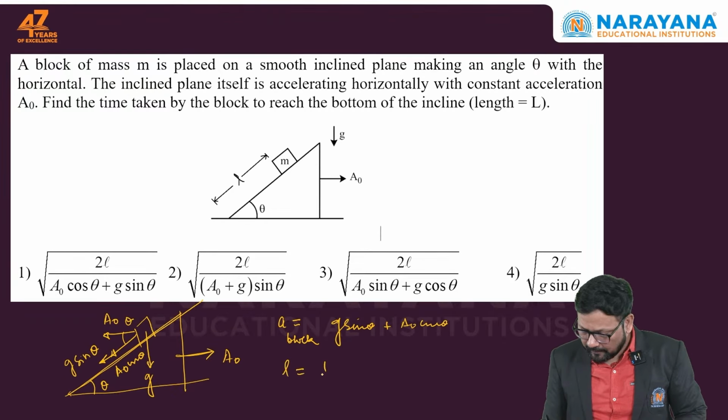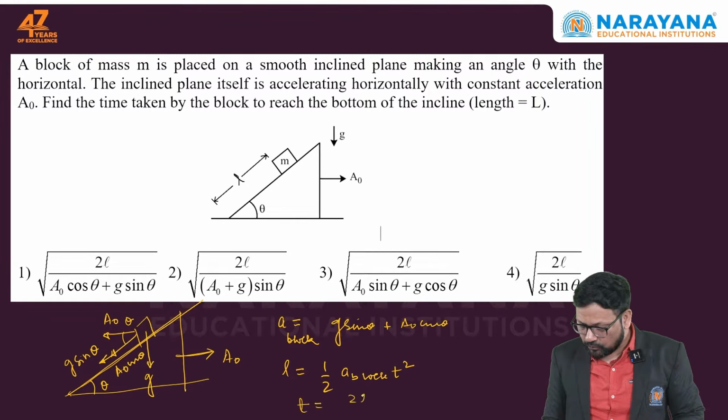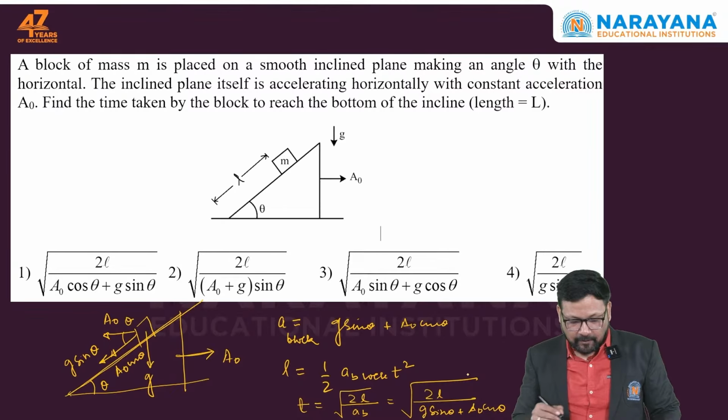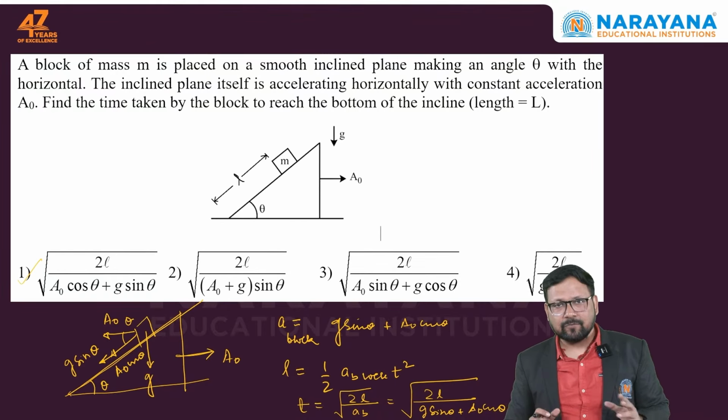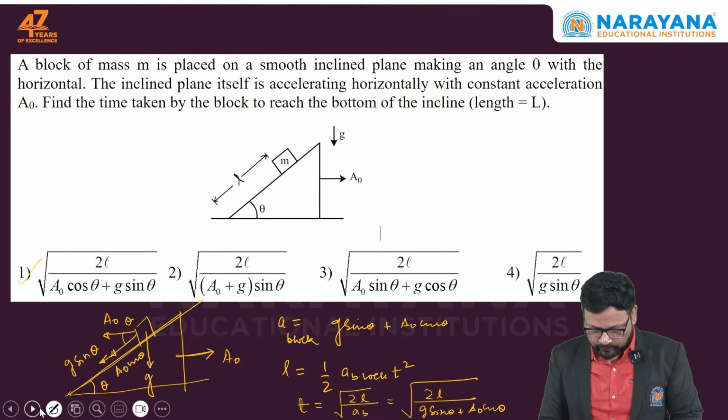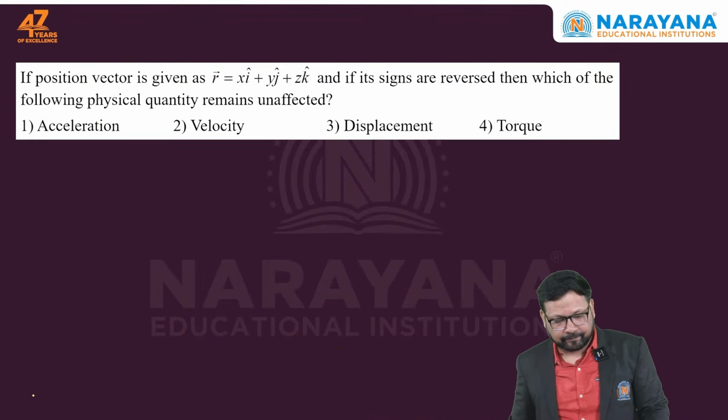So L will be half a block into t square. There is no initial velocity, and we can write from here t is equal to root of 2L upon the acceleration of the block, that is root of 2L upon g sine theta plus a naught cos theta. So what option is matching here? Option number 1. The first option is the right answer. Simple question, law equation of kinematics and free body diagram, but yes, the concept of pseudo force is being used here. Come to the next one.